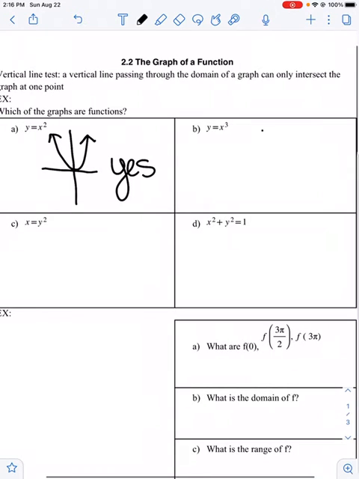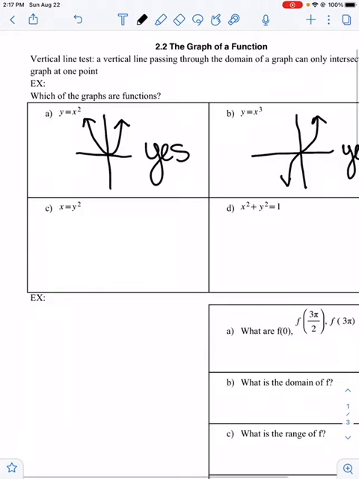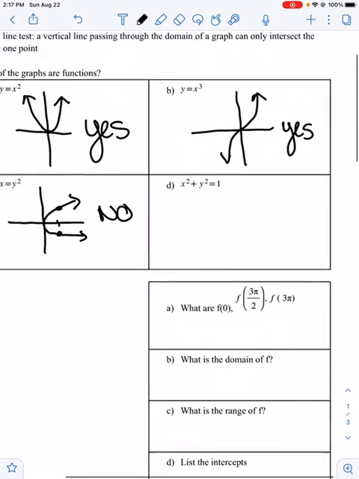Then let's do our cubic, which looks like that. Again, yes, every x value only has one y value. Then we have the sideways parabola, and this one looks like this. And here, nope, this one does not pass that vertical line test, and each x value has two y values. So no, this is not a function.